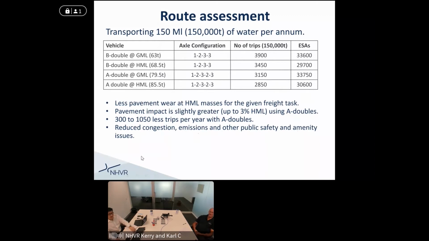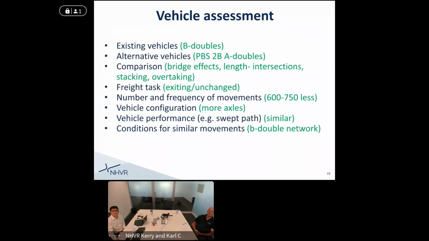So generally, there's less pavement wear at HML for the given freight task because we're using tri-axle groups. The pavement impact is slightly greater, up to 3% at HML using A doubles compared to B doubles. But you're looking at somewhere between 300 and 1,050 less trips per year with A doubles. So you reduce congestion, emissions, and other public safety and amenity issues because of the reduction in trips. All right. So we'll work our way through it.